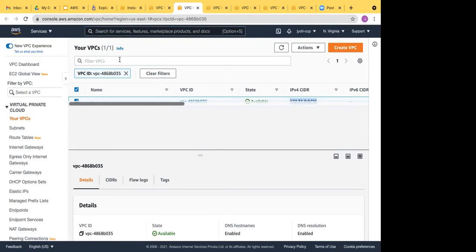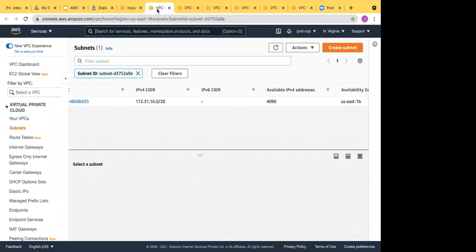The address of my VPC is 172.31.0.0/16, and that of my subnet is 172.31.16.0/20. The first two prefix numbers are the same. And it says 4090 IPv4 addresses. So what does that mean? That means in this subnet, you can have 4,000 EC2 instances.